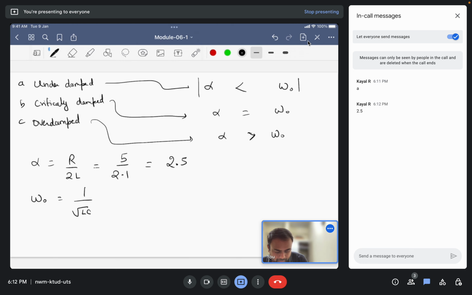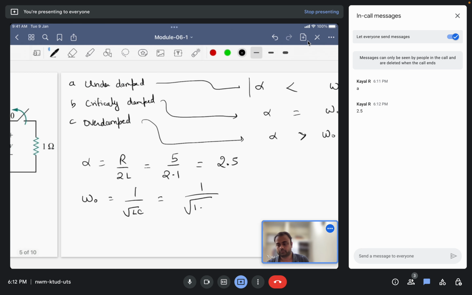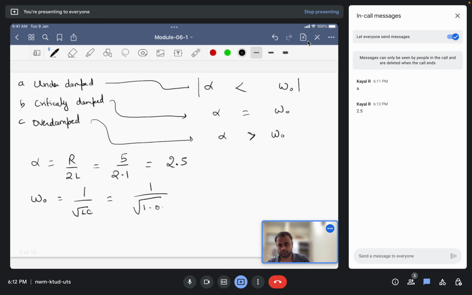Now we have to find the oscillating frequency omega naught, that is given by 1 upon root LC. So what will be 1 upon root LC? L is 1 Henry and C is given as 0.5 farads, so we'll put 0.5. What will this value come out to be? Use your calculator and find the value of 1 upon root LC.